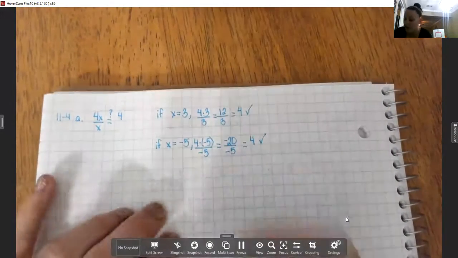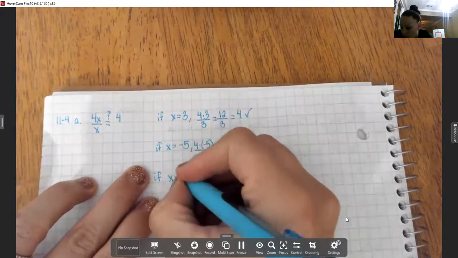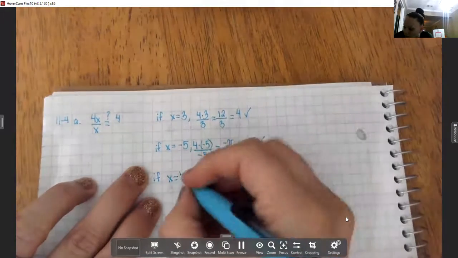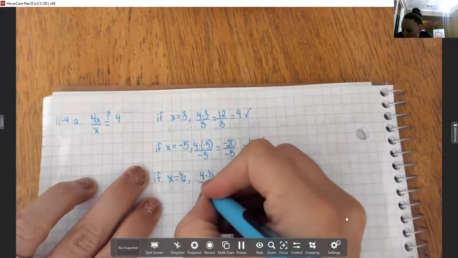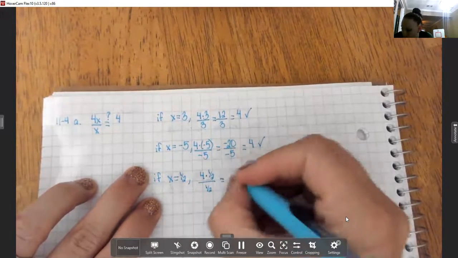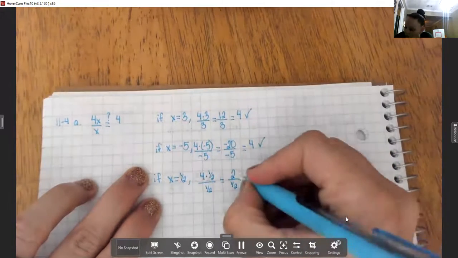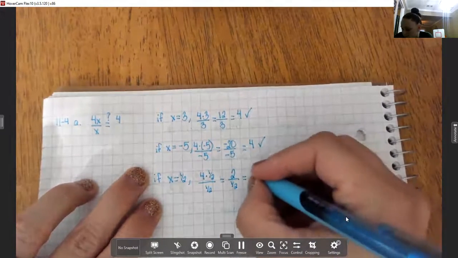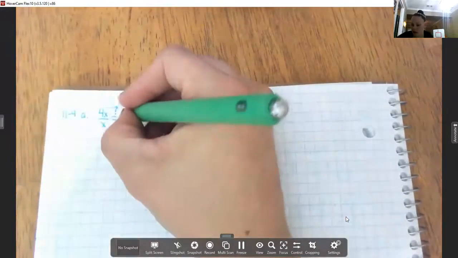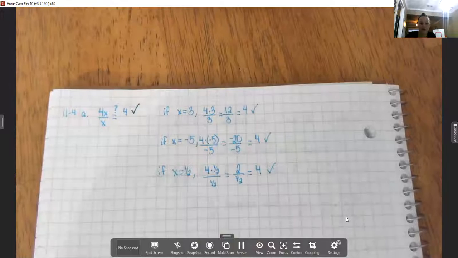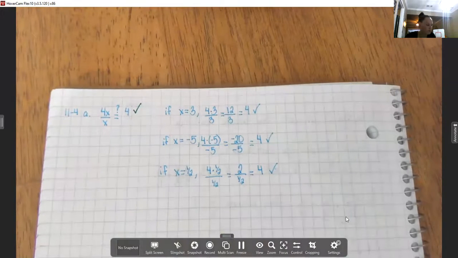We can also do it with a fraction. Should work for any number. So if x equals, let's just do 1/2, then we have 4 times 1/2 divided by 1/2. 4 times 1/2 in our numerator is 2 divided by 1/2, which is also 4. So yes, this works. We picked 3 different numbers. We thought it was true anyways, and we showed it was true for those 3 numbers.